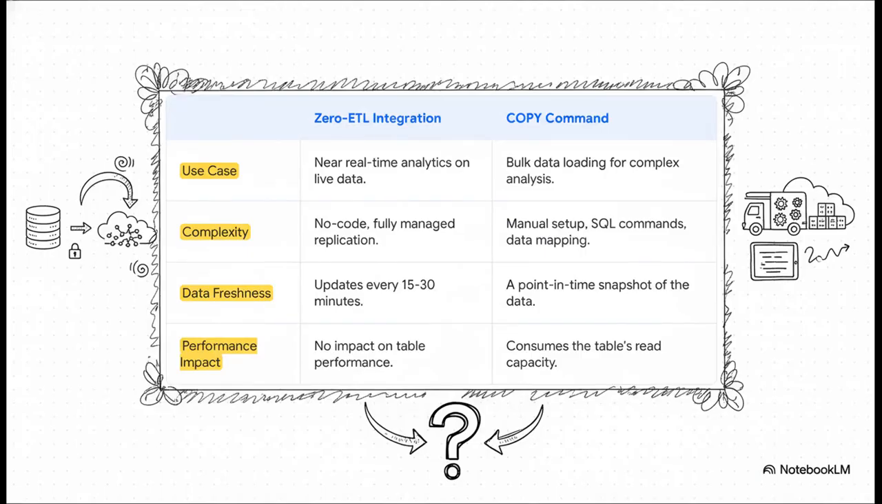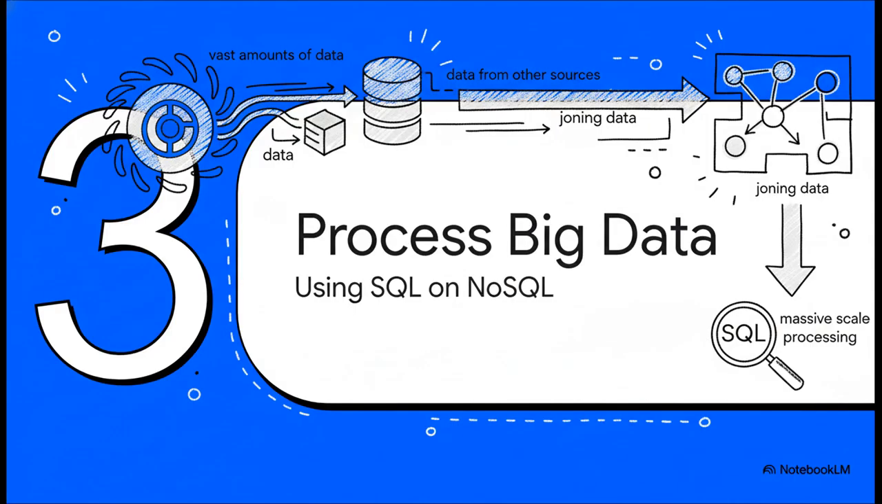Now, this is where it gets really interesting, because you've basically got two paths to get your data into Redshift. On the left, you've got this new, shiny, automated Zero ETL integration. It's perfect for near real-time analytics, and, this is huge, it has zero performance impact on your table. On the right, you have the classic copy command, which is great for a big, one-time bulk load. So you just have to ask yourself, does my team need to see what's happening right now to make quick decisions? If so, Zero ETL is your answer. But if you're just doing a big one-off analysis for, say, a quarterly report, the copy command might be all you need.